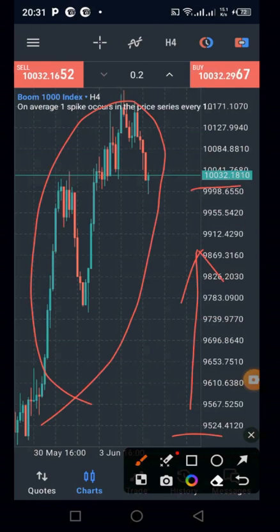So buyers are represented as the green candles. These candles that you are seeing in green is a representation of buyers. The red candles, it is a representation of sellers.